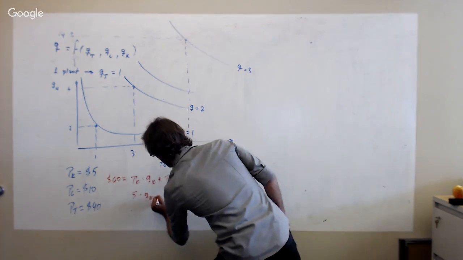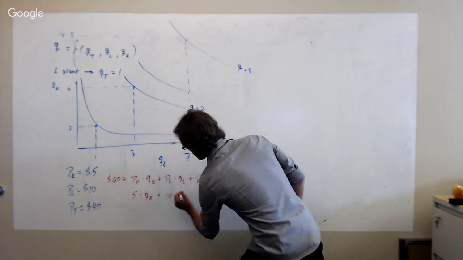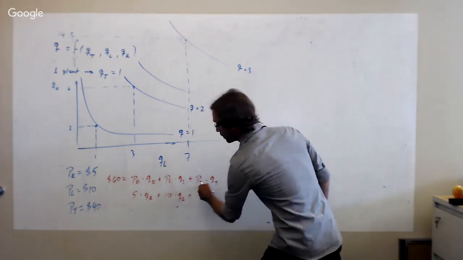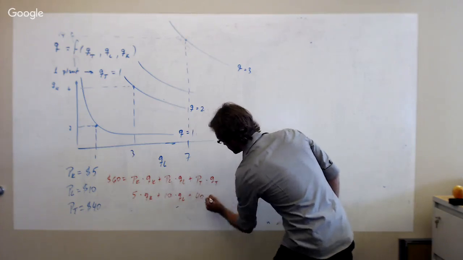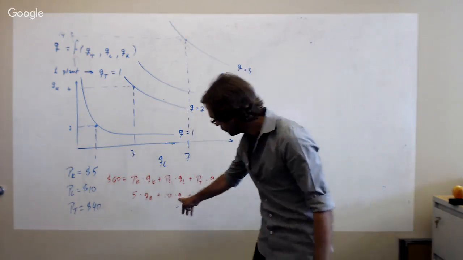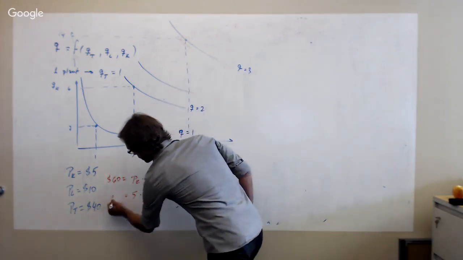We're not sure how much capital we're going to use. We know that this is 10. We're not sure how much labor we're going to use. And we know that this is 40 and this is 1, right? And so we have to come up with quantities of capital and labor that cost us $60.